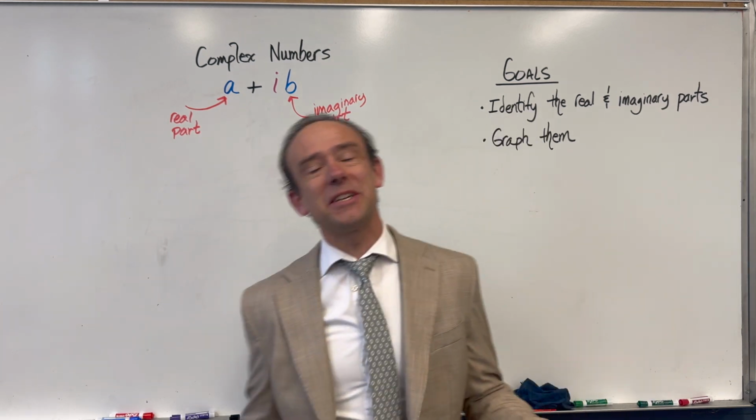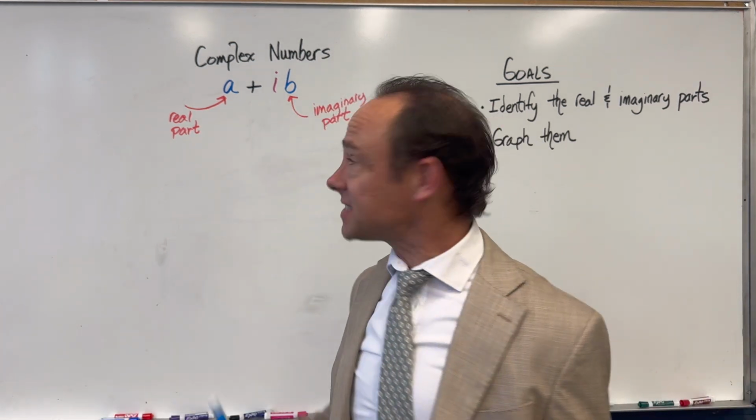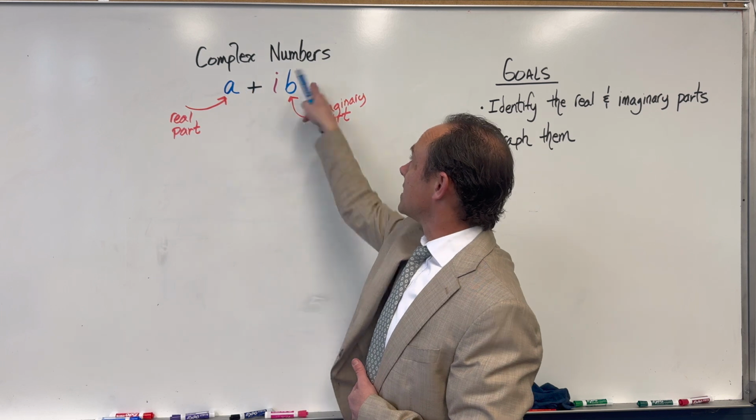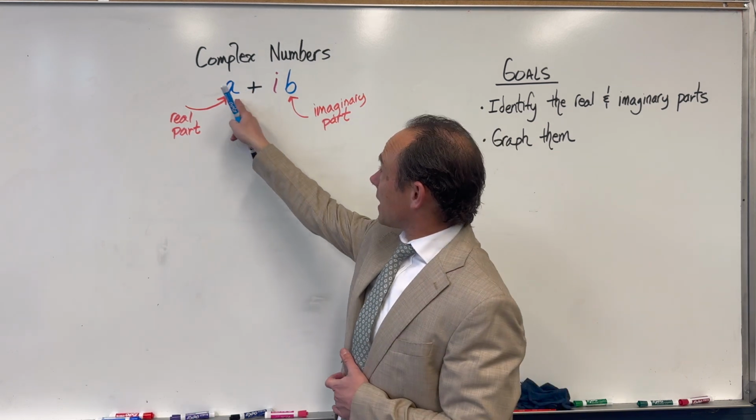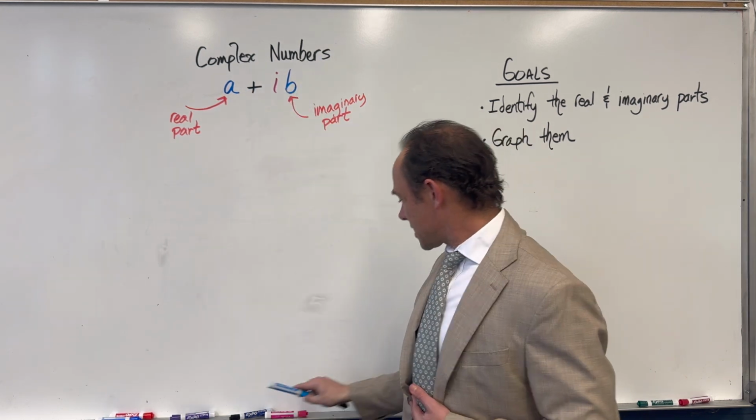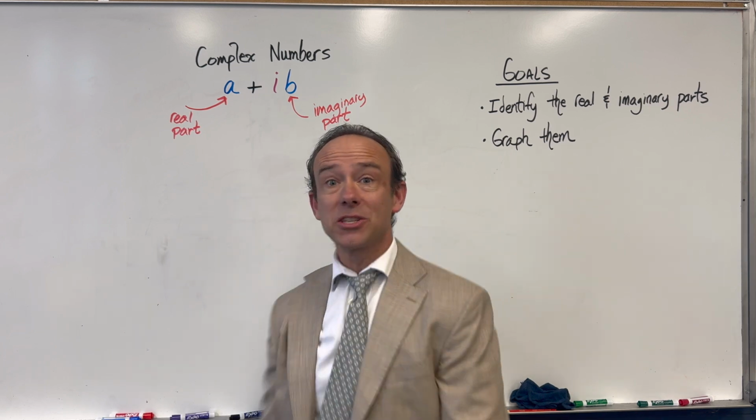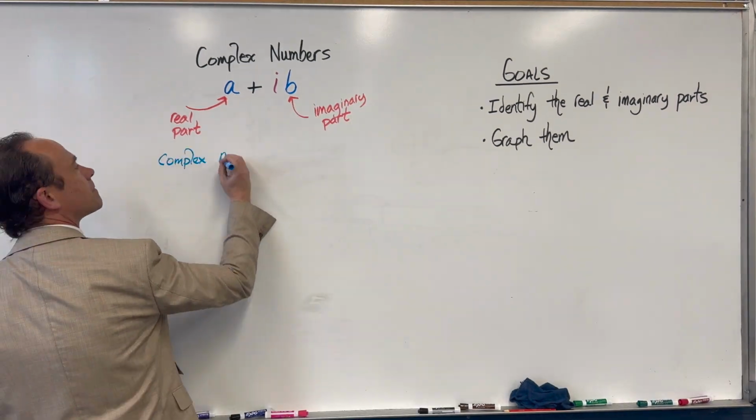Anyways, a complex number is a number that is expressed in this form, a plus i times b, where a is going to be the real part, b is going to be the imaginary part. So let's do a couple examples.